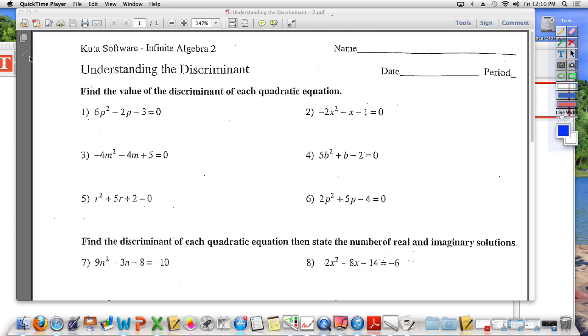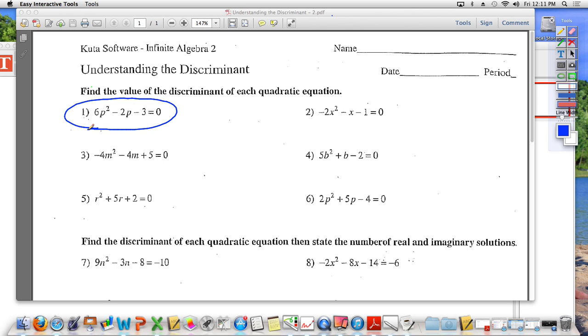In front of you, you should have your Understanding the Discriminant paper from yesterday and the day before. Hopefully you have them all calculated, and we're going to use those answers and apply them to the quadratic formula today. So what I would like to do is start with problem number 1 from Understanding the Discriminant. We're going to work on this problem right here.